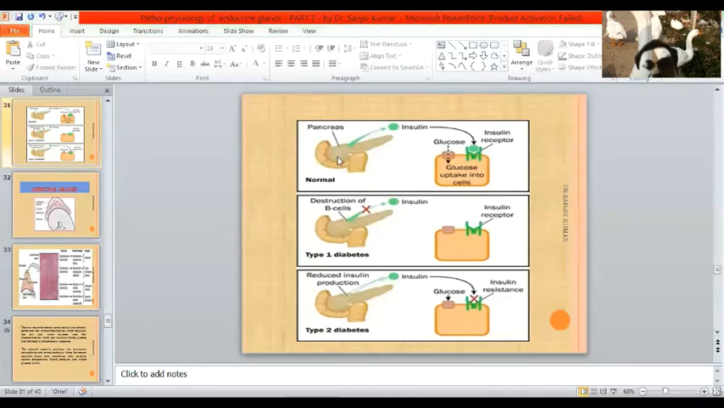So in the normal case, when the pancreas releases insulin, it acts over the receptors found on the different body cells, which helps in utilization of glucose. So it lowers the glucose level in the blood. The glucose is utilized by the cells by the effect of insulin receptors present over the cell surface. But in diabetes mellitus 1, there is destruction of the beta cells, which are responsible for insulin formation, and therefore there will be low or minimum secretion of insulin, and the body cannot utilize glucose, and there will be hyperglycemia.